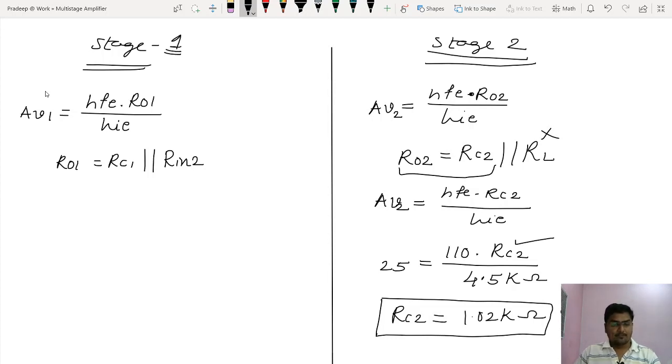But now see what the maximum power transfer theorem says. Again, I will explain what the maximum power transfer theorem is. It says the power or the voltage generated at the output of the first stage will be transferred fully to the second stage only if this impedance is matched with this impedance.